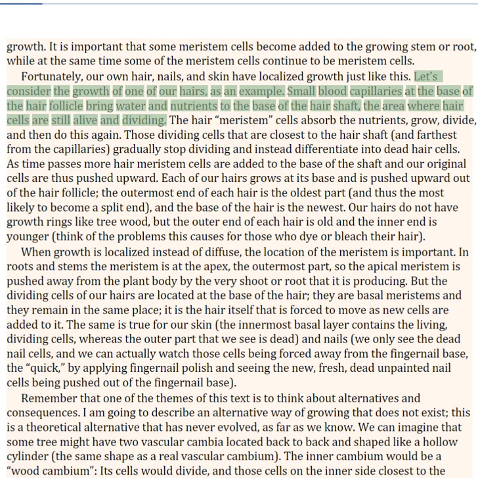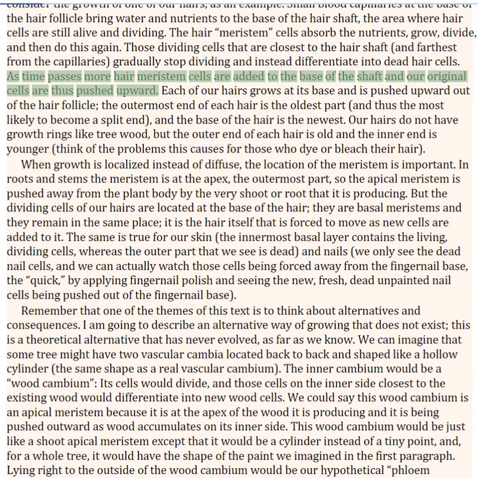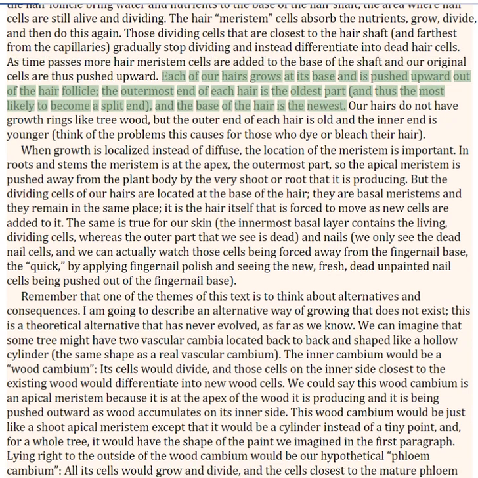Small blood capillaries at the base of the hair follicle bring water and nutrients to the base of the hair shaft, the area where hair cells are still alive and dividing. The hair meristem cells absorb the nutrients, grow, divide, and then do this again. Those dividing cells that are closest to the hair shaft gradually stop dividing and instead differentiate into dead hair cells. As time passes, more hair meristem cells are added to the base of the shaft and our original cells are thus pushed upward. Each of our hairs grows at its base and is pushed upward out of the hair follicle.